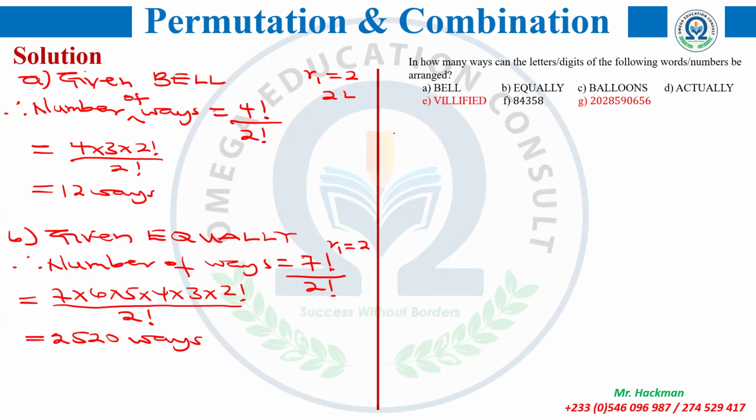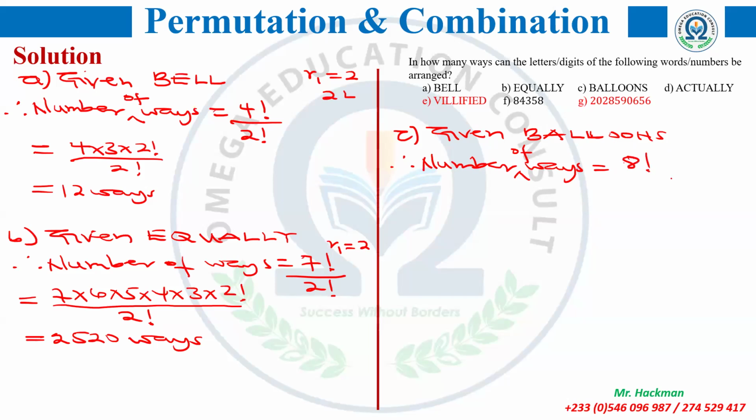Okay, so C. What are we given? The word balloons. All right, so in this case, this is what we are going to do. Therefore, the number of ways will be equal to... if you didn't have duplicates, we would count 1, 2, 3, 4, 5, 6, 7, 8. We are arranging all of them, so it will be 8 factorial. Is that not it?